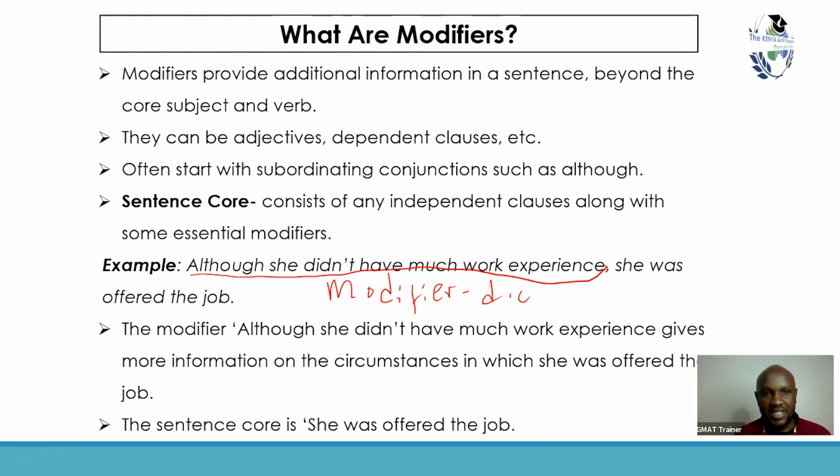And as we can see in our modifier here, which is essentially the clause on the left-hand side of the comma, it starts with a subordinating conjunction in this case. So the modifier, although she did not have much work experience, gives more information on the circumstances in which this particular subject was offered the job.